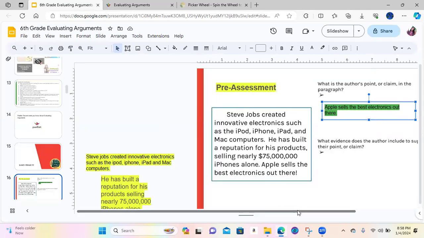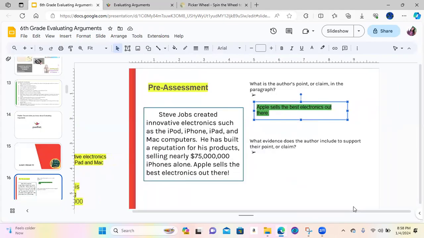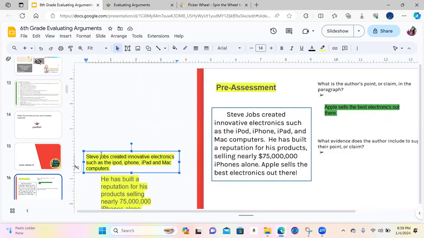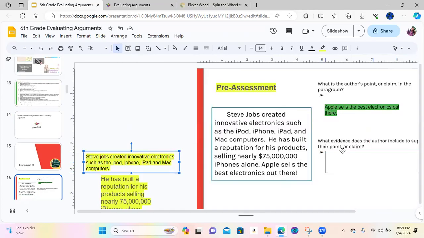Okay? Now, what is the evidence that the author uses to support the claim? Yes, this sentence that says Steve Jobs created innovative electronics such as the iPod, iPhone, iPad, and Mac computers. Also, the second line or sentence which says he has built a reputation for his products, selling nearly 75 million iPhones alone. Those two sentences are evidence to support the claim.